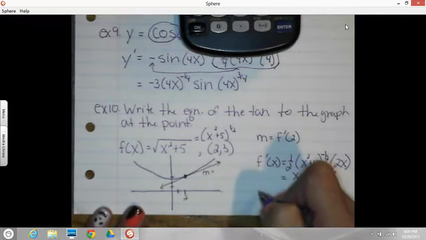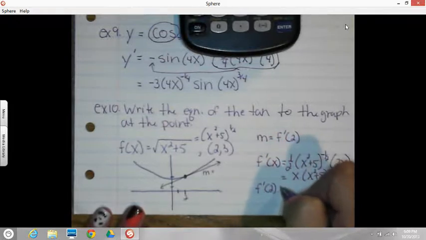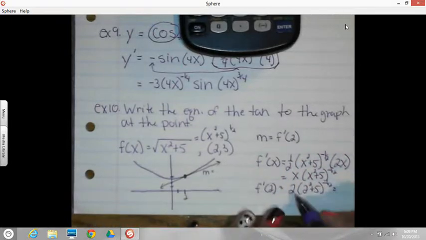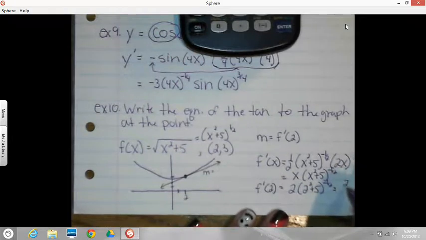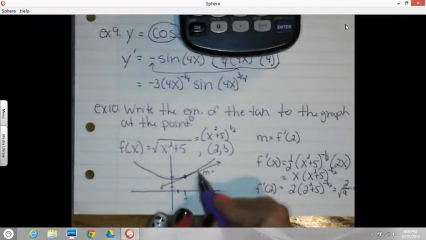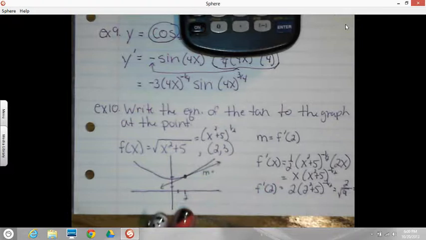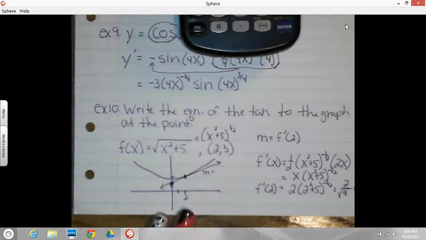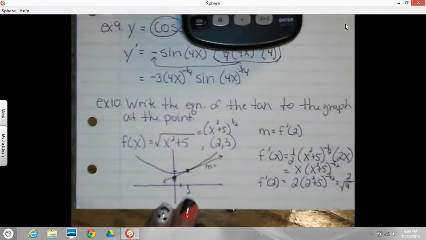So now I can find f prime of 2 by plugging 2 in there. Let's see, that is 2. Negative 1/2 power means it's down there in the bottom of the square root. That's 9, square root of 9. 2/3. So the slope of that line has a rise of 2, run of 3. Now I just have to find the b value. I don't know exactly where that crosses, but I can find it.